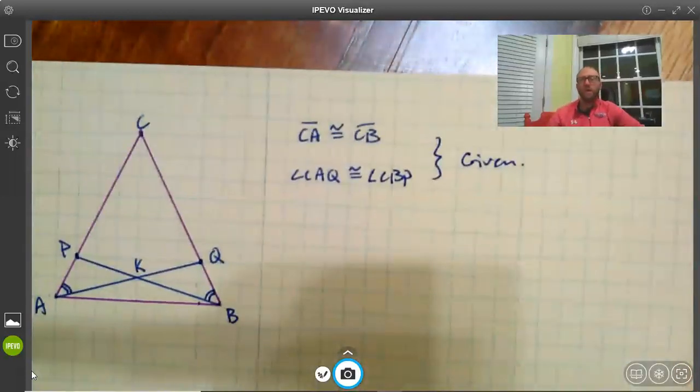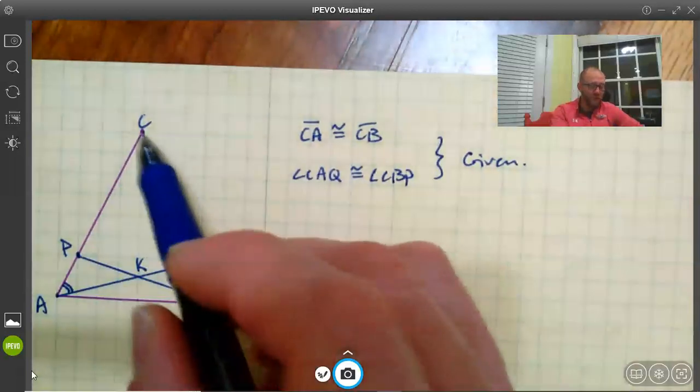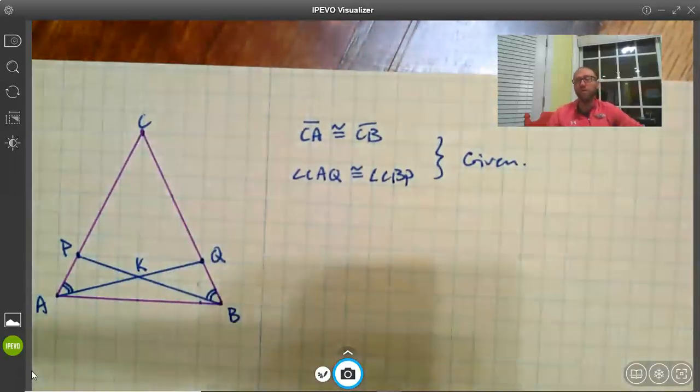Now, by the way, this proof is going to follow kind of a familiar pattern. We're going to find two triangles. We're going to prove those two triangles are congruent. And then because those two triangles are congruent, we'll know that certain corresponding parts of those two triangles are therefore congruent. So it's going to turn out that PC and CQ are congruent, as corresponding parts of congruent triangles.